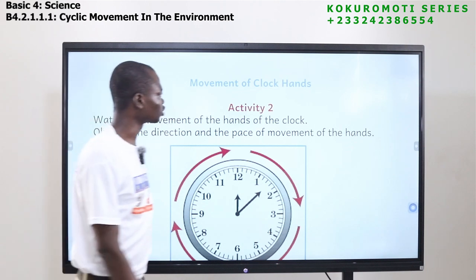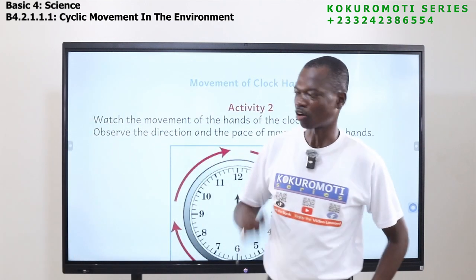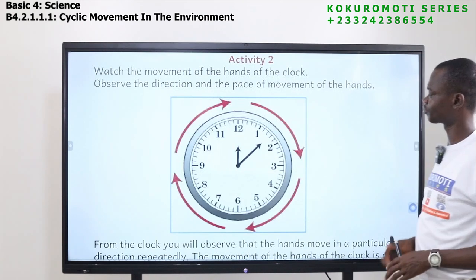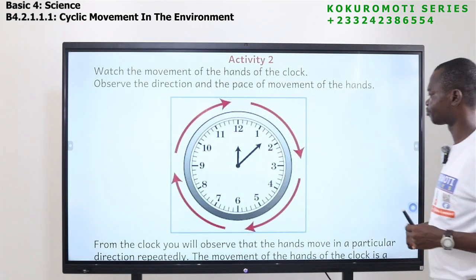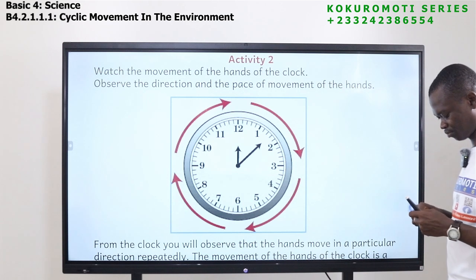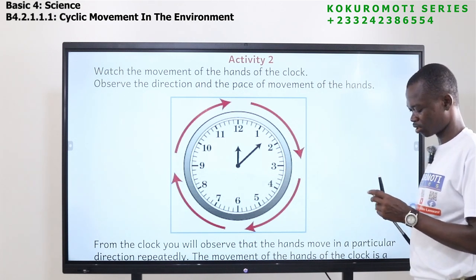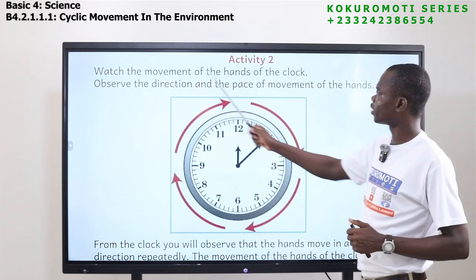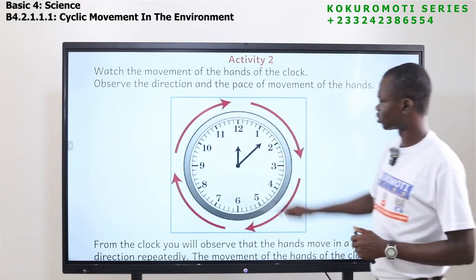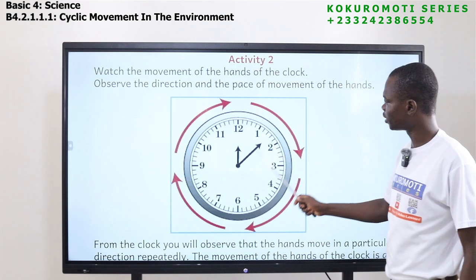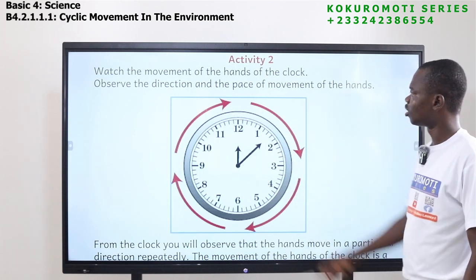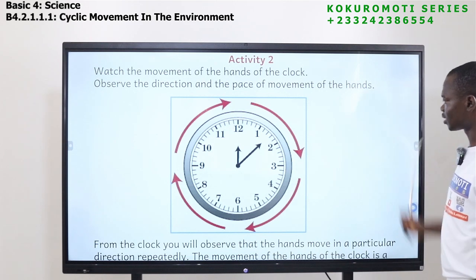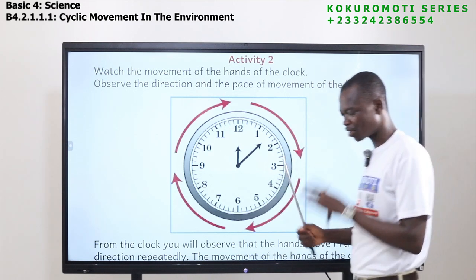Another movement that also happens in a cyclic manner or in a cyclic form. Look at this. What do you see here? I can see a clock here. So activity 2: the movement of the hands of the clock. So this is the clock. Look at the hands. So we have the minute hand and the hour hand. Observe the direction and the pace of the movement of the hands. So if you have a clock, look at how the hands move.